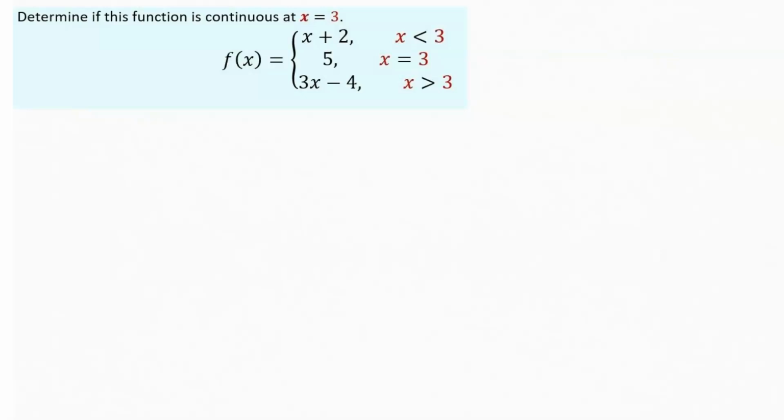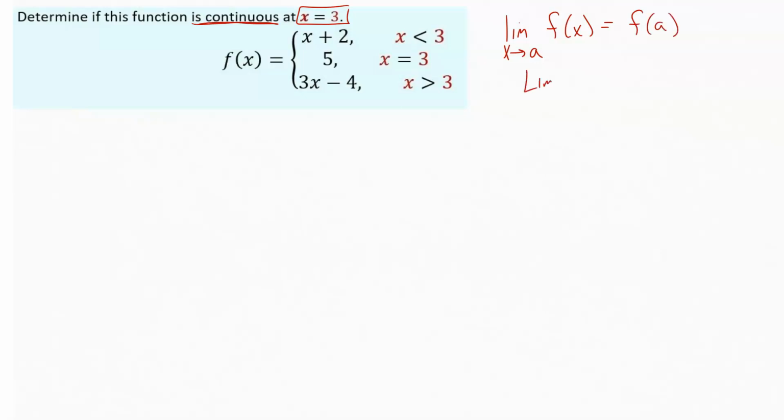Here we're given a piecewise function and asked to determine if the function is continuous at x equals 3. To determine if something is continuous given a function, you really have to use the definition of continuity. So the mathematical definition of continuity says the limit as x approaches some number, they just call it a, of f of x, does that equal the actual function value, the dot on the graph?